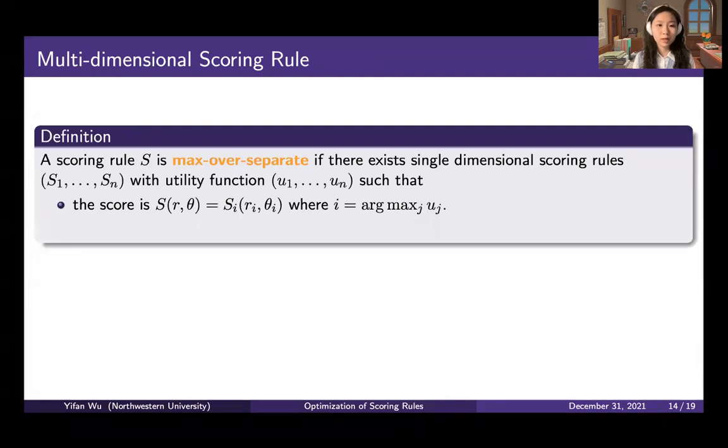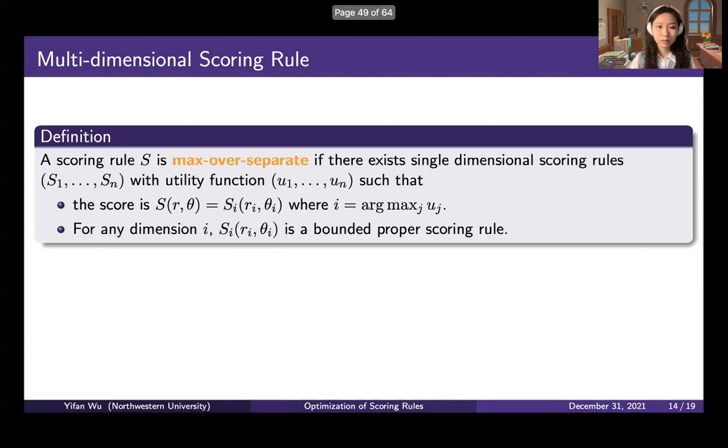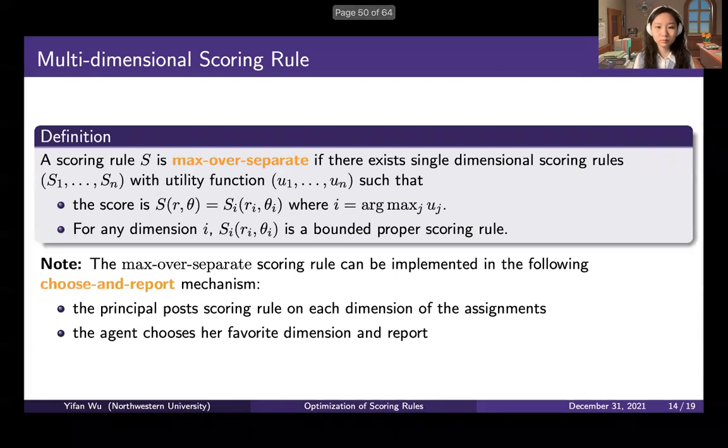We define a scoring rule S to be max-over-separate if there are single-dimensional scoring rules S1 to Sn with utility functions U1 to Un, such that the final score S is given by the dimension that has the highest expected utility. For this max-over-separate scoring rule S to be bounded and proper, on any dimension i, the single-dimensional scoring rule Si should be bounded and proper. To implement this, the principal can use the choose-and-report mechanism. That is, the principal posts single-dimensional scoring rules on each dimension of the assignments, and the agent chooses her favorite dimension to report.